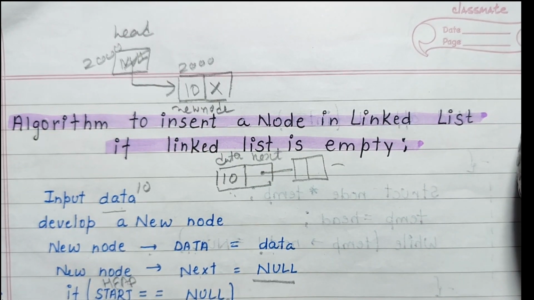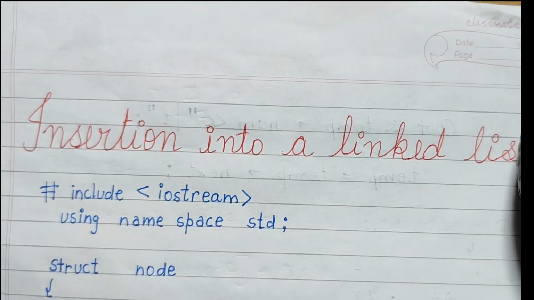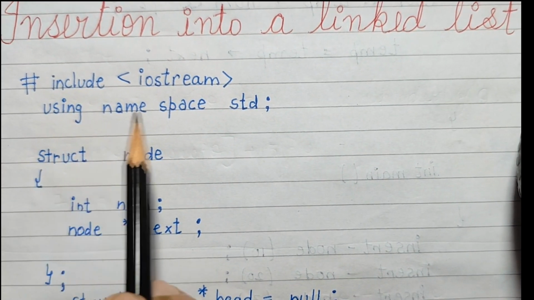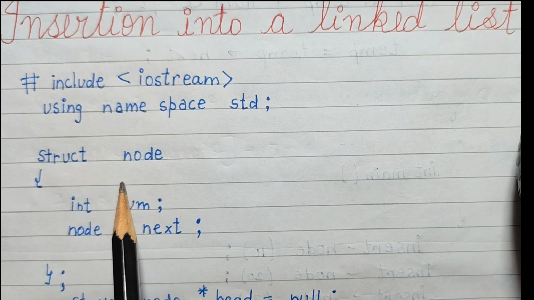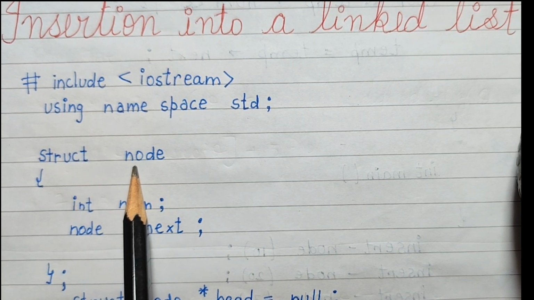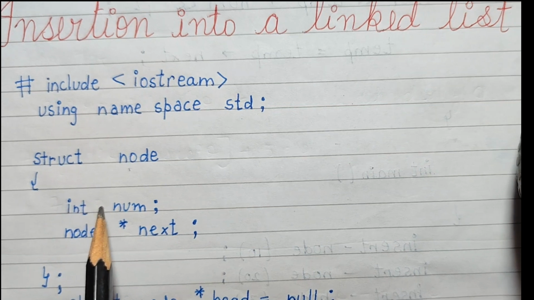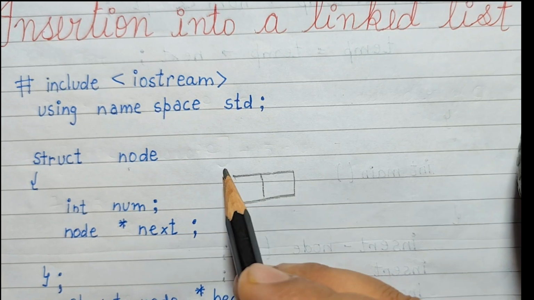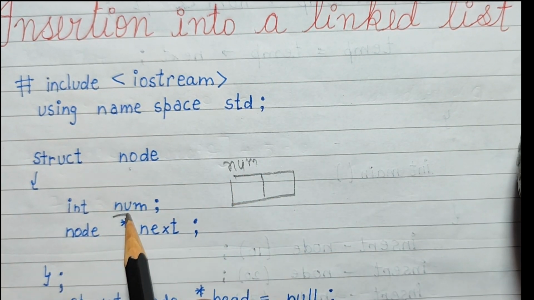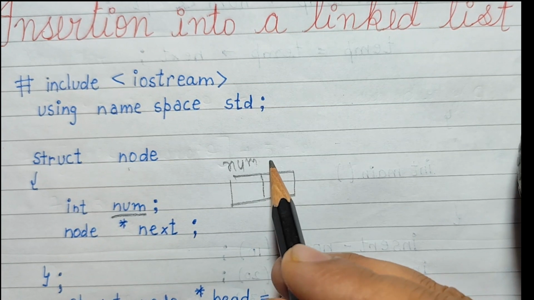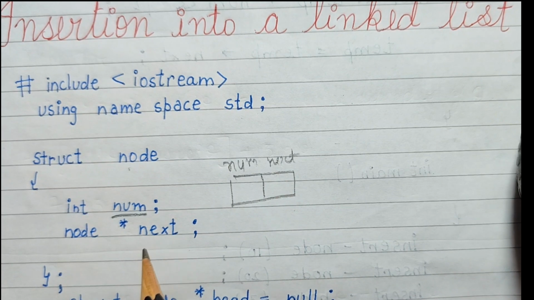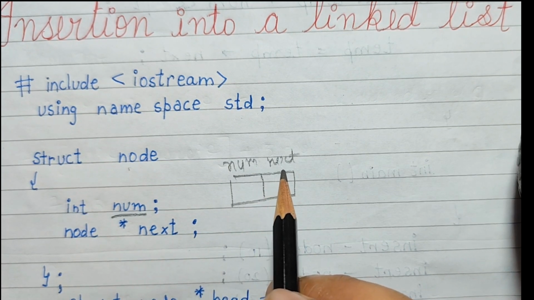Now we discuss by code. For the insertion in the linked list, first we include the iostream header file, standard packages. Then I create a structure named node, because a node has two parts. In the first part we store some data that is represented by the num variable, and in the second part we store the address of the next node, so that next pointer will be represented by the next variable.